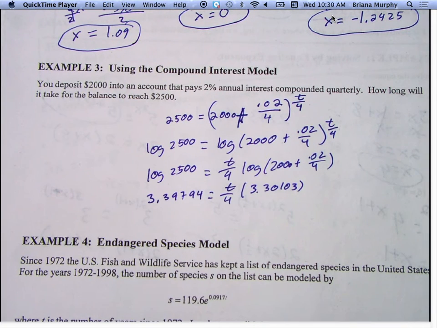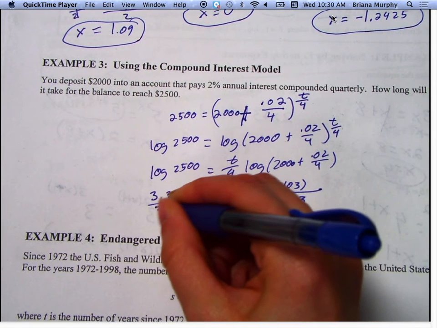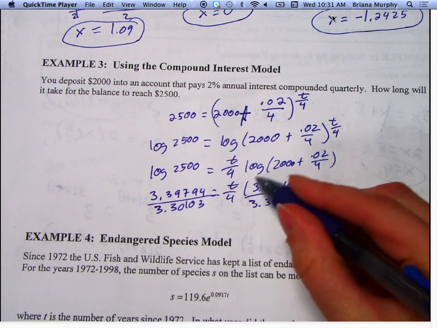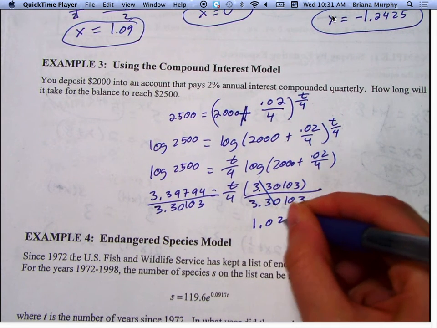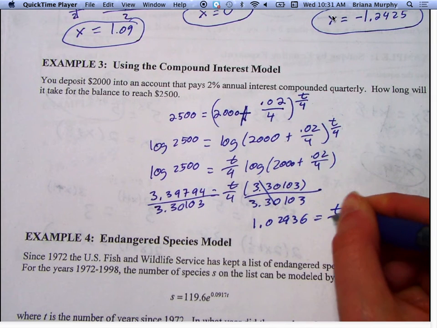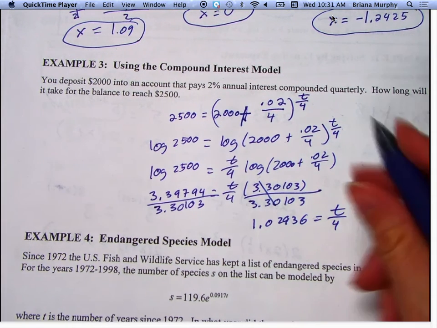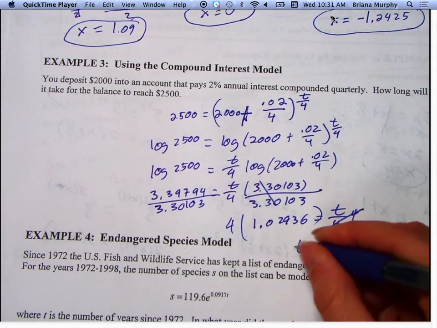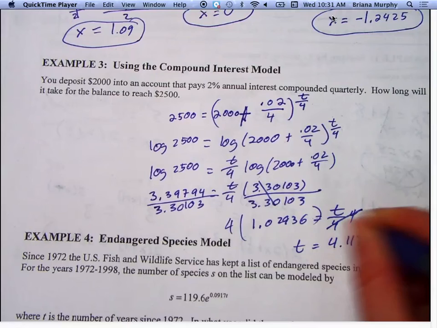Okay, next I'm going to divide both sides by 3.30103. I'm getting rid of this right here, next to the t over 4. And I'm going to get 1.02936 equals t over 4. And what do I do to get t by itself? Yes, times by 4. Okay, so I get t equals 4.11743 years. And of course you can round.